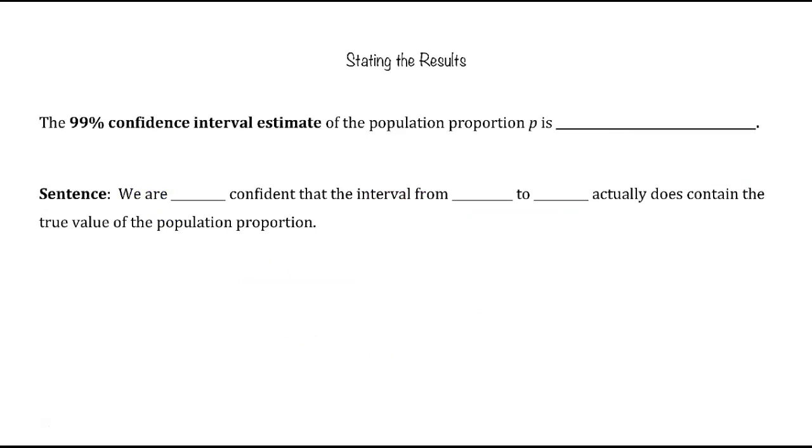For this example, we found that the 99% confidence interval estimate of the population proportion p is the interval from 0.663 to 0.737. This is equivalent to saying that the population proportion is between 0.663 and 0.737. Either way that we write this, we are describing the same range of values. To state this answer as a complete sentence, we would say that we are 99% confident that the interval from 0.663 to 0.737 actually does contain the true value of the population proportion.